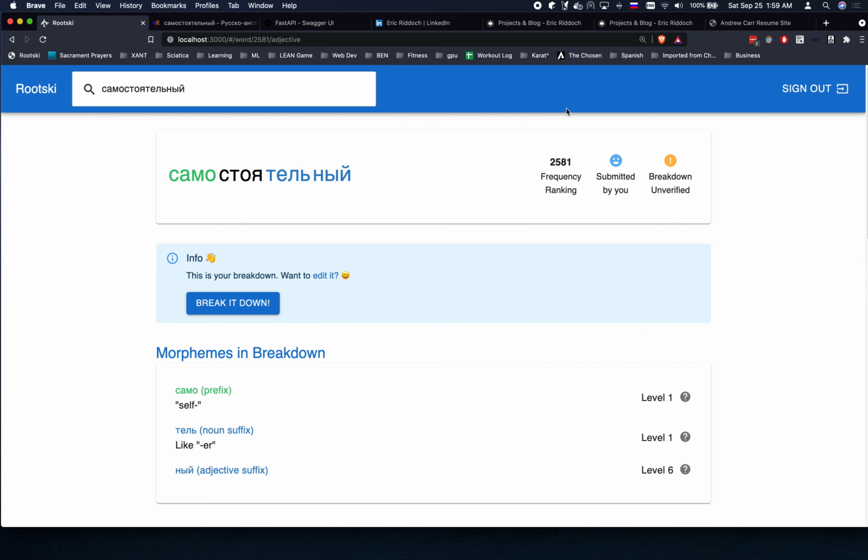I don't have a UI for that yet. I have to do that purely in code, but if we really wanted to get fancy and make the community really big, we could potentially have community driven admins. We could give them an admin panel where they could basically review breakdowns and approve them. So there's a few places a breakdown can come from. It can come from a user, or it can come from AI. So that's where the AI comes in in Rootski.